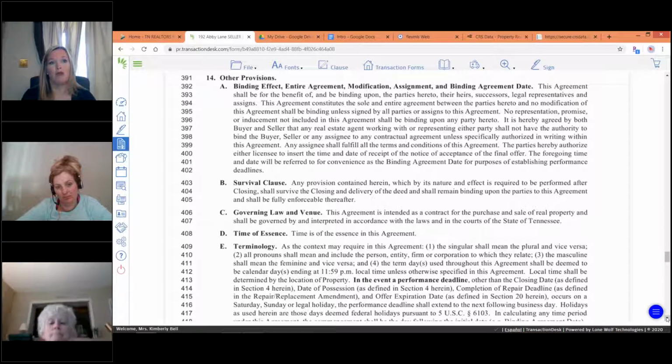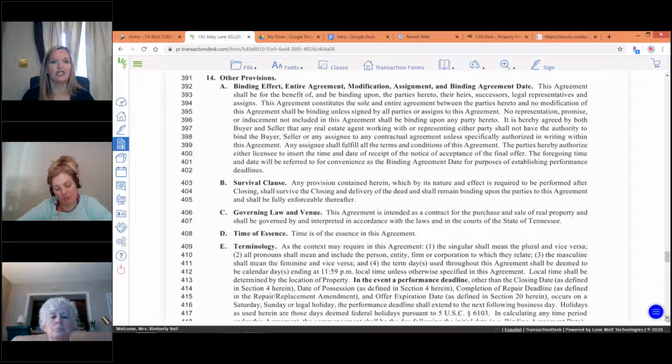No representation, promise, or inducement not included in this agreement shall be binding upon the parties hereto. It is hereby agreed by both the buyer and the seller that any real estate agent working with or representing either party shall not have the authority to bind the buyer, seller, or any assignee to a contractual agreement unless specifically authorized in writing with this agreement. Can't just do it on our own. We work for the buyer, we work for the seller at their direction.